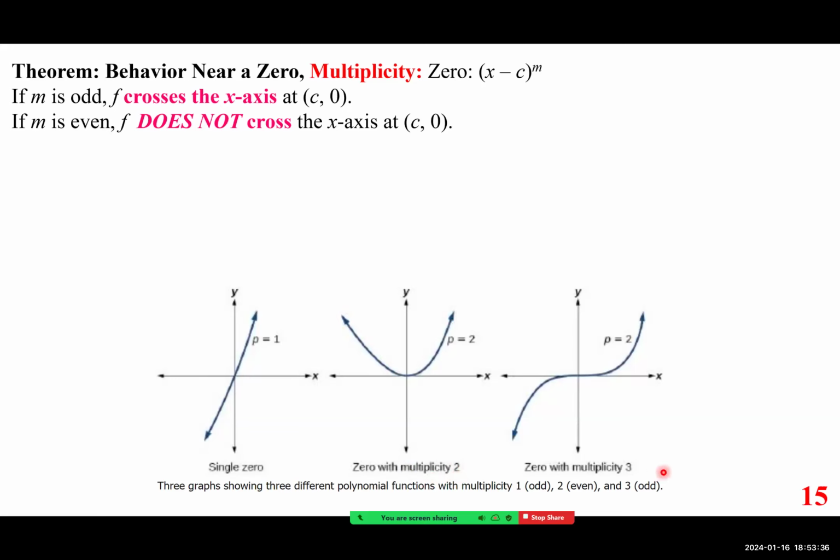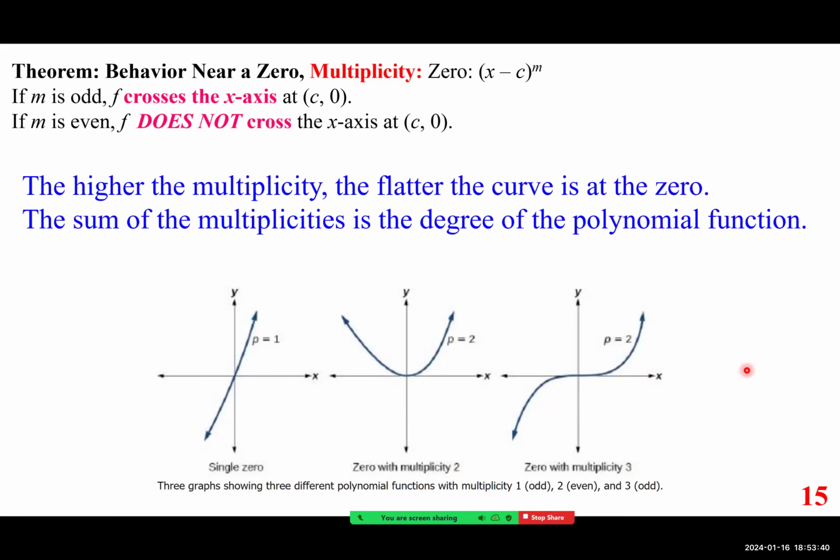This is multiplicity 3, it becomes flat. The higher the multiplicity, the flatter the curve is at the zero. The sum of the multiplicities is the degree of the polynomial function. And that's extremely important to know, everybody.